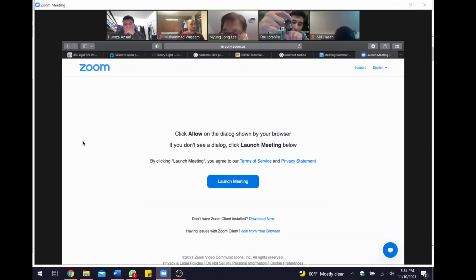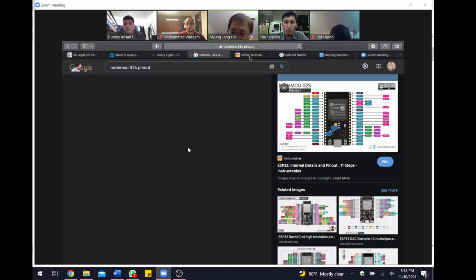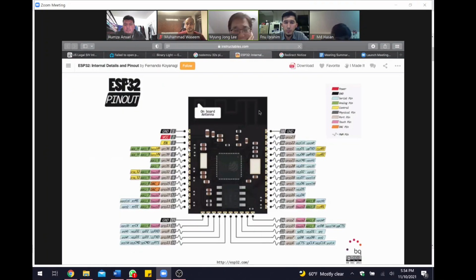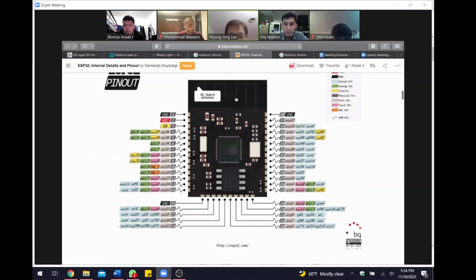So you're saying Wi-Fi is already inside. Yes, Wi-Fi and Bluetooth. Do you have the pin configuration? Yes. You can show him the ESP32 data sheet. Okay, sure. I think you might have shown this to me before. So where is the Wi-Fi pin? Because it's hard to see now.